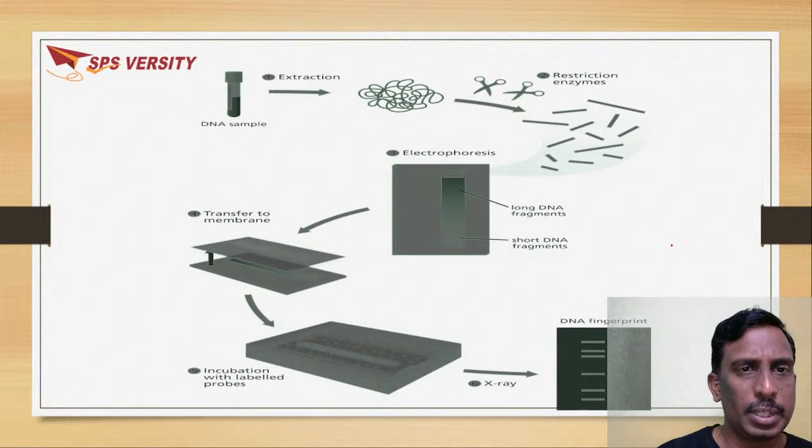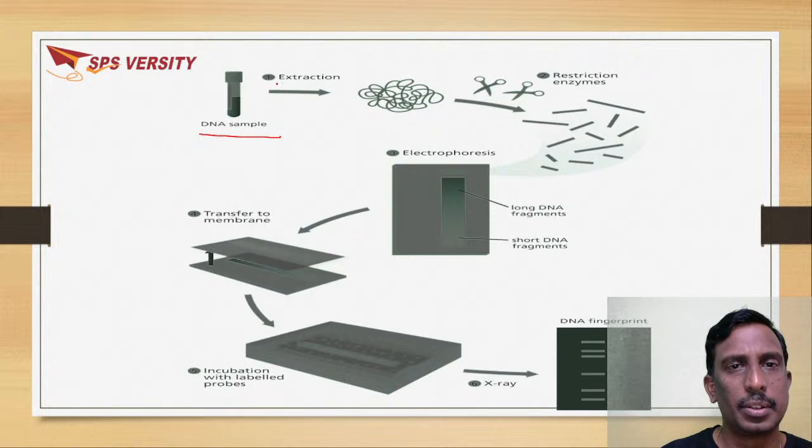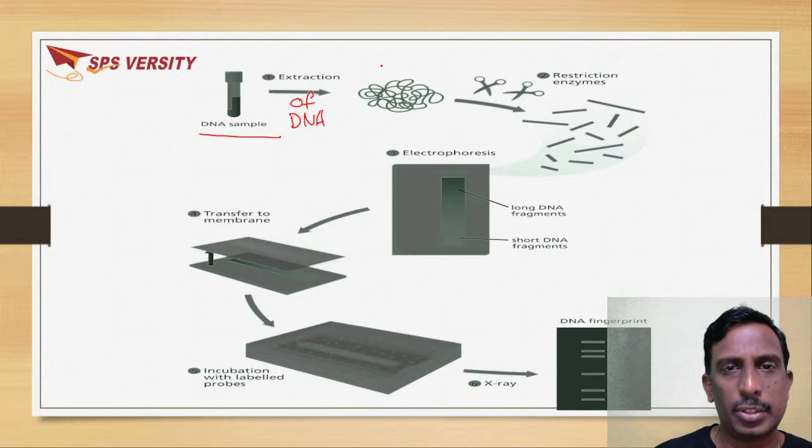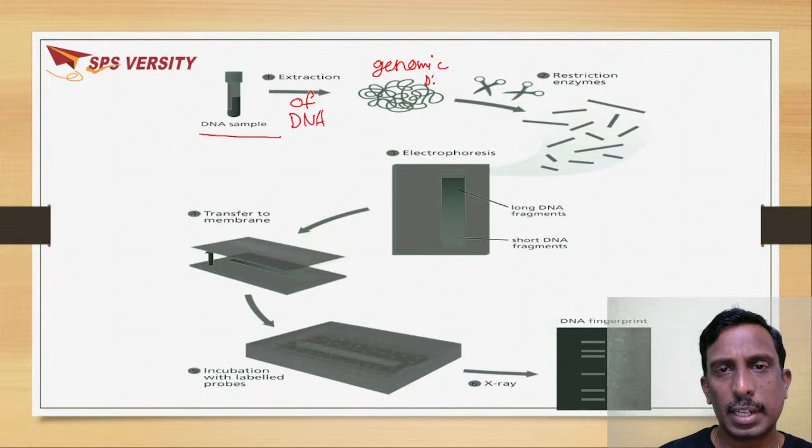If you take the entire process, that is taking the DNA sample and extraction of DNA. To extract DNA, we use many enzymes like proteases, cellulase and so on. After extracting, we'll get the genomic DNA, which is long and thread-like.